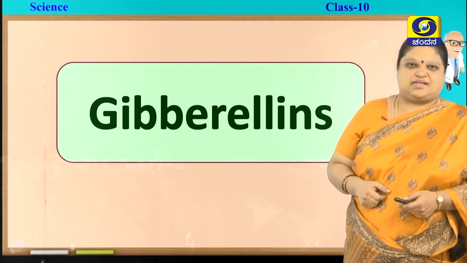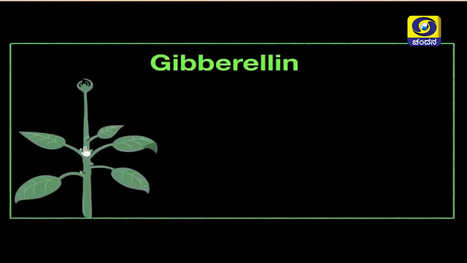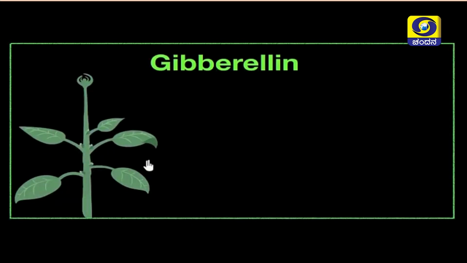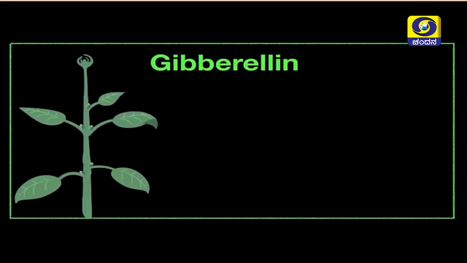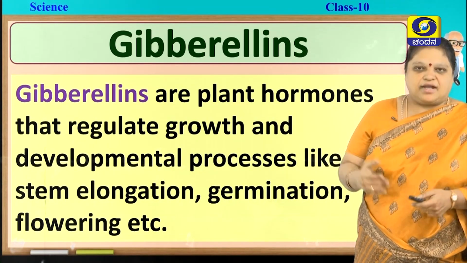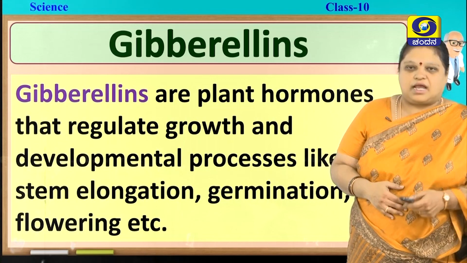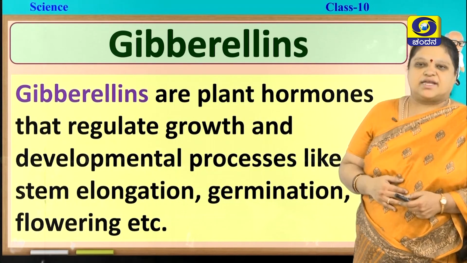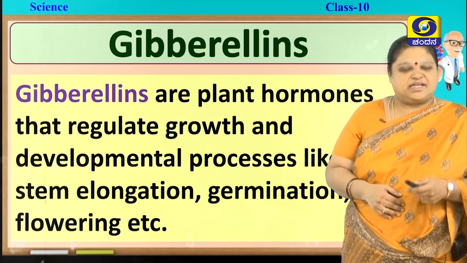Next we will see gibberellins. What will they do? See, these gibberellins are present between the two nodes of the leaves. So, between the two nodes of the leaves, they help in elongation of the stem. So, like that it increases the height of the stem. You can see that, now it has become elongated, like this the growth takes place. We will see, write down children. Gibberellins are plant hormones that regulate growth and developmental processes like stem elongation, germination, flowering, etc.